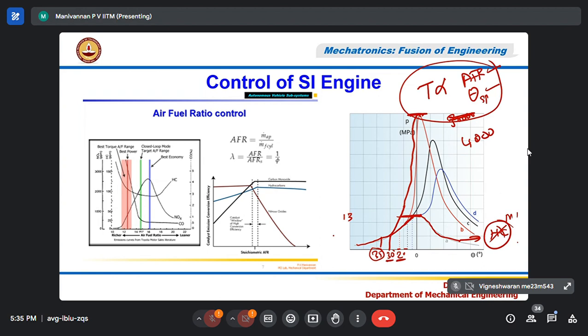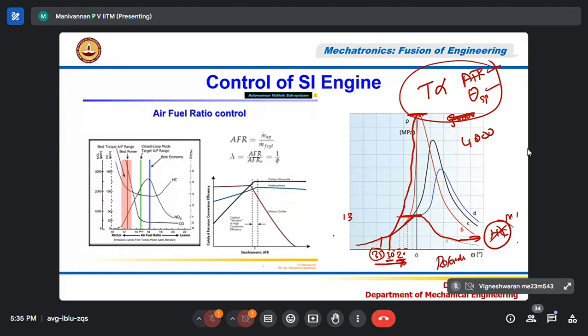Correct. You will adjust the spark timing to 21 degrees. If engine speed increases, you have to advance. If engine speed reduces, you have to retard. Spark will be advanced or retarded with respect to engine speed only. It is not constant. Okay. Spark is moving towards the TDC, correct? If we change this, decreasing the spark timing angle is called retarding.